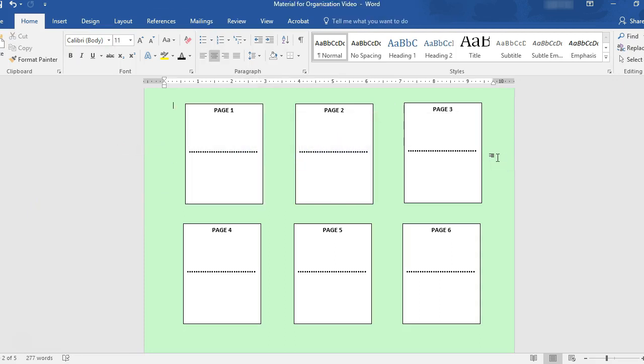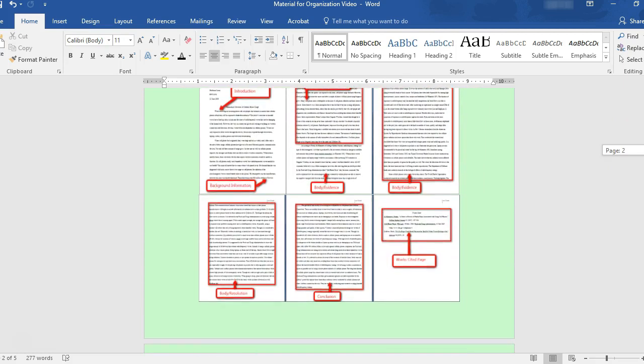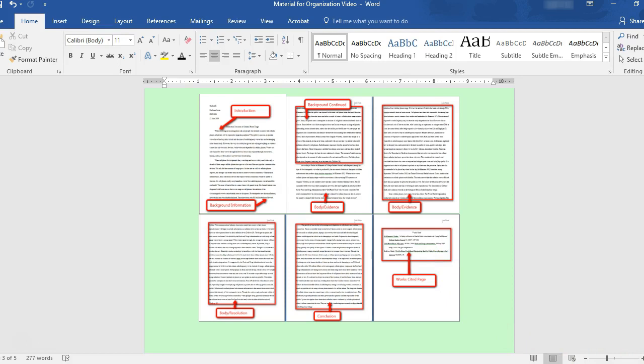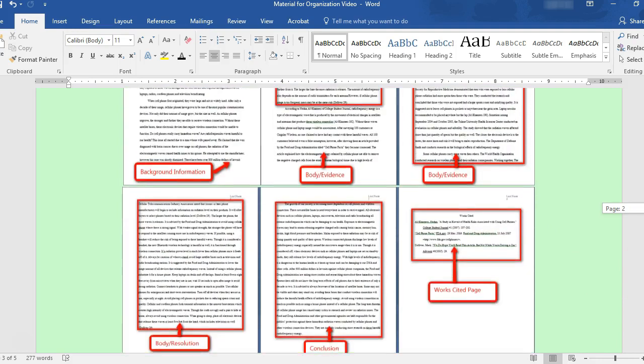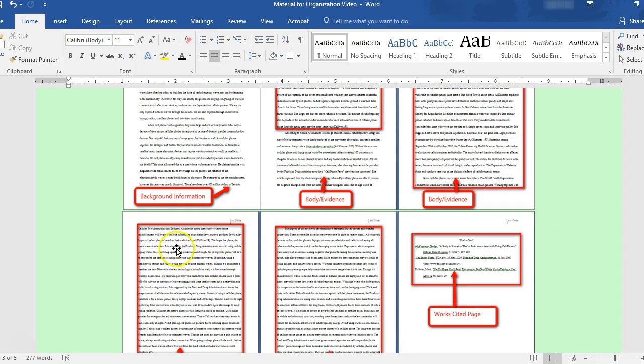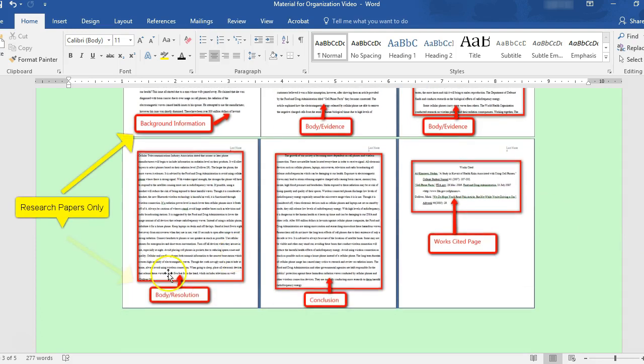So once we imagine our paper, what we need to do is imagine it with text. Here we would have the introduction. On this end, we would have a thesis right here. If it's a research paper, we would have the background information and maybe continuing on to the second page, and then we would have evidence. So these are the body paragraphs that you see here. We might have a resolution section, but this is only if we are writing a research paper.